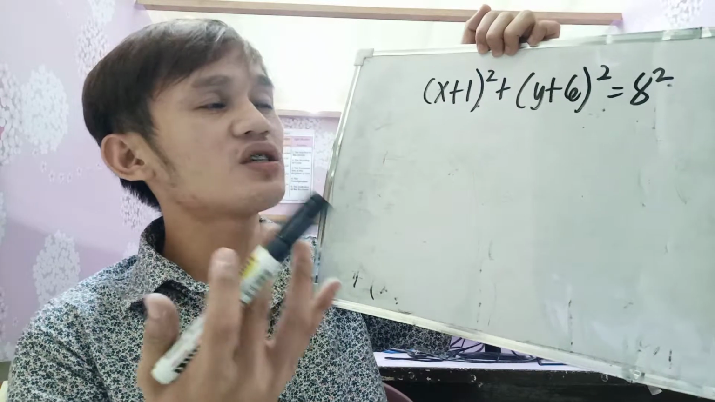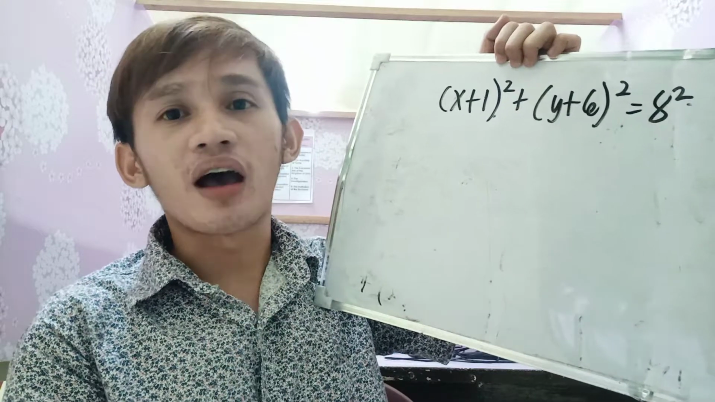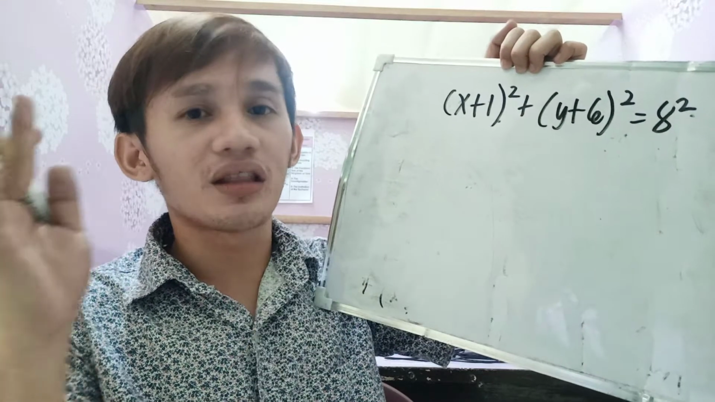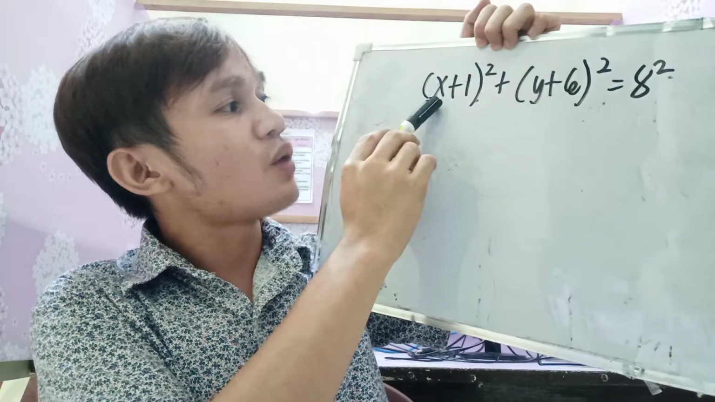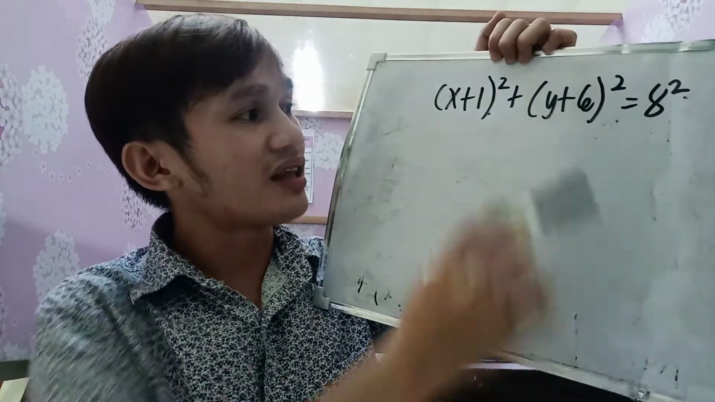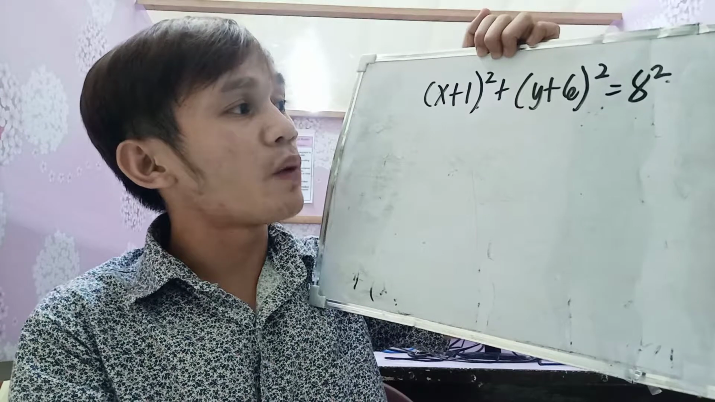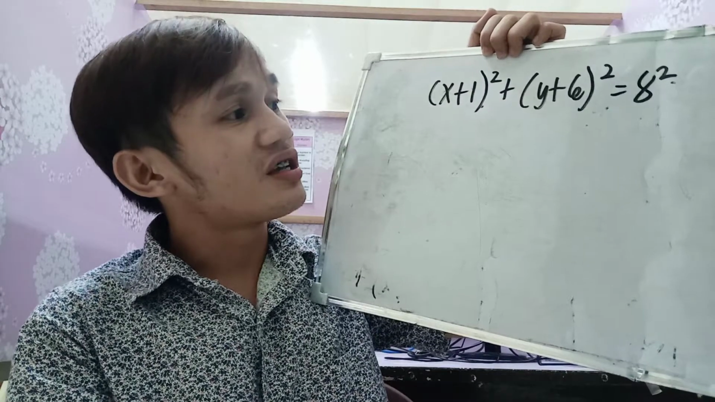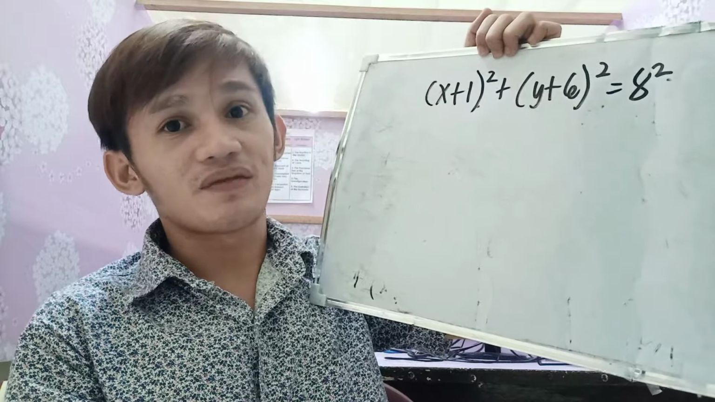It is simply algebra. You're just going to expand all the terms. So you are going to have (x + 1)². You're going to expand it and then add it to the expansion of (y + 6)², which is equal to whatever the square of 8 is.